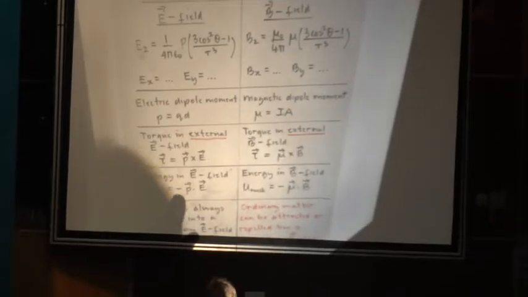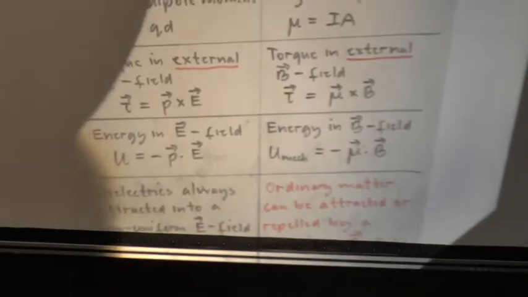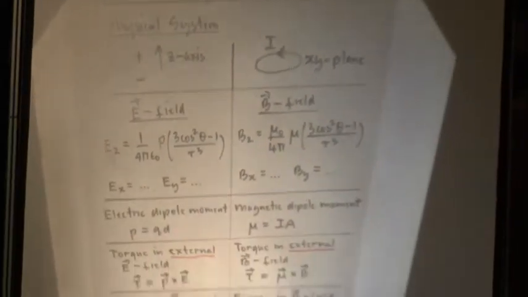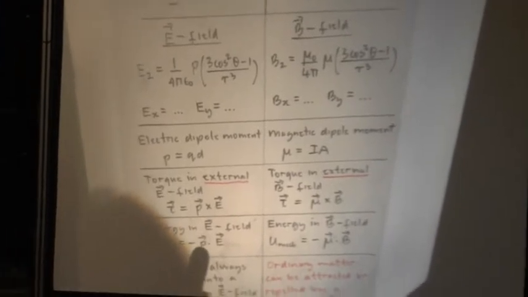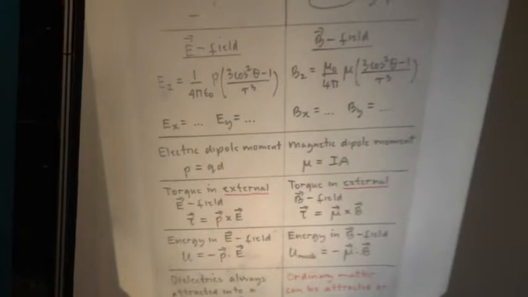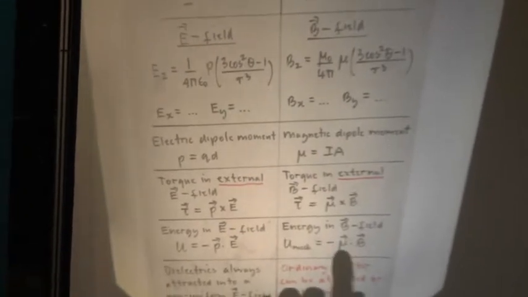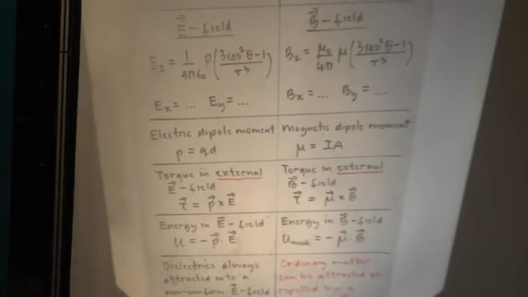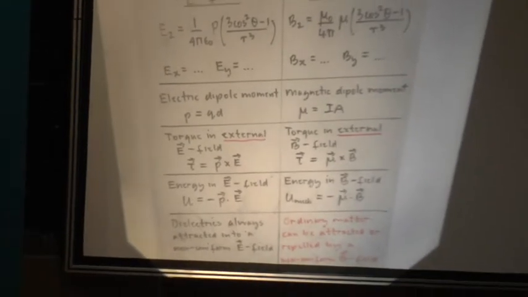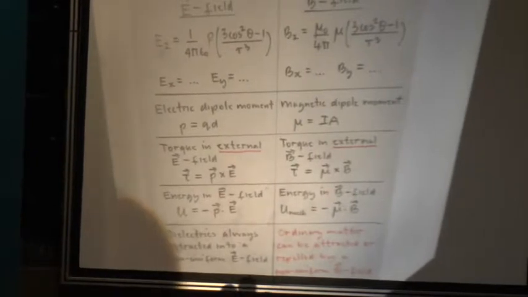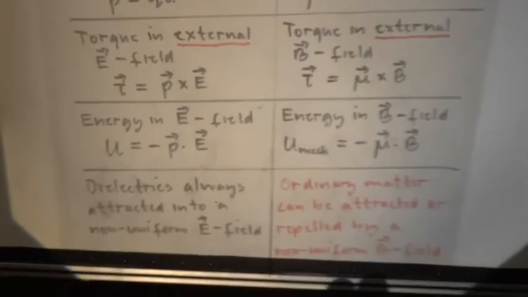Again, just to recall to you that this looks a bit odd, but the original definition, the dipole goes from the negative to the positive, so this actually is lower in energy when the dipole moment is parallel with the field. And we have a very similar expression for the energy in a B field. Now, as I already flagged on Wednesday, magnetic materials are a bit more complicated, in that dielectrics are always attracted into a non-uniform E field, but ordinary matter can be attracted or repelled by a non-uniform B field.